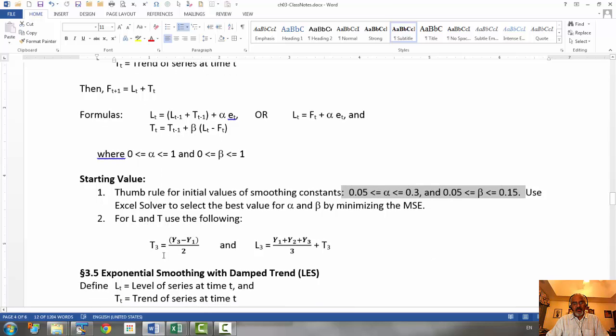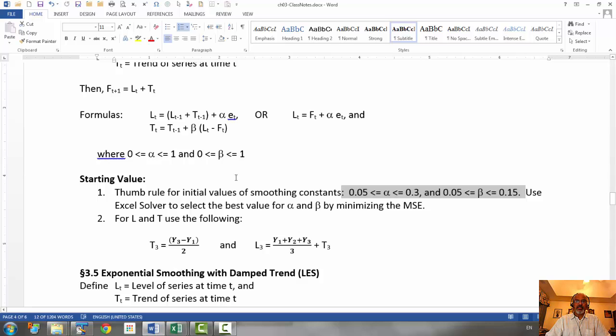And for the initial values of L and T, you take the difference between Y sub 3 and Y sub 1 and divide by 2. That is going from Y1 to Y2 and Y2 to Y3, so the two periods. What has been the increase, and that would be our initial trend value for time period 3. And so L sub 3 will be the average of the first three Y values plus our initial estimate of T. So that will give us L sub 3. So L sub 3 plus T sub 3 will then become the forecast for F sub 4. And that's how our forecasting model can begin, and we can set the rest of them up.